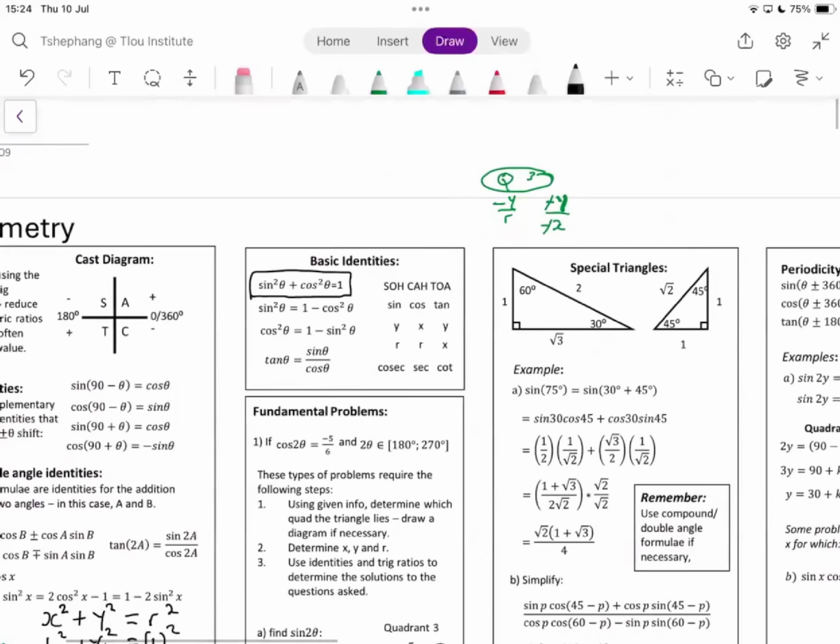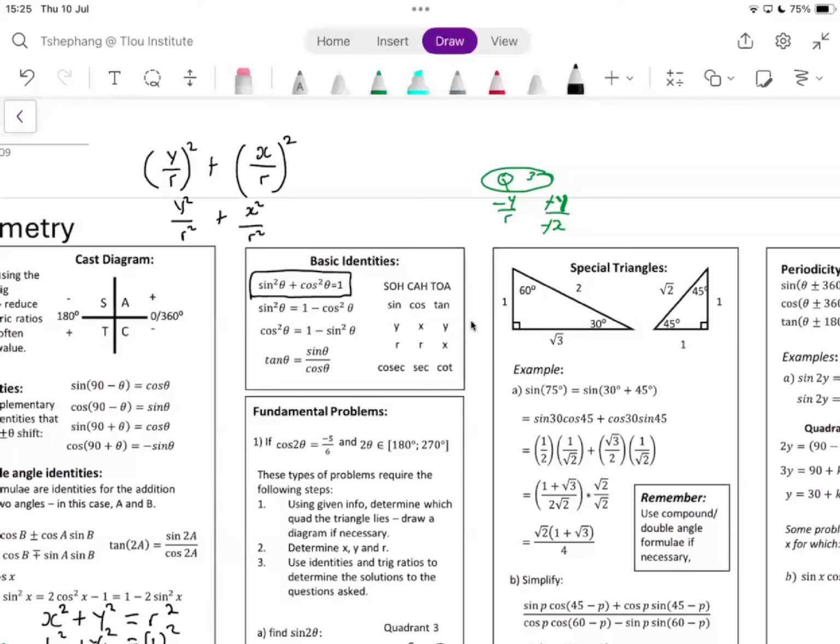It's 1 because remember that sine is y over r. But we're dealing with sine squared, so I will square it there. Plus, what is cos? Cos is x over r. But we're dealing with cos squared. That's why I'm going to put a squared there as well. Now, what are we dealing with? We are dealing with y squared over r squared plus x squared over r squared.